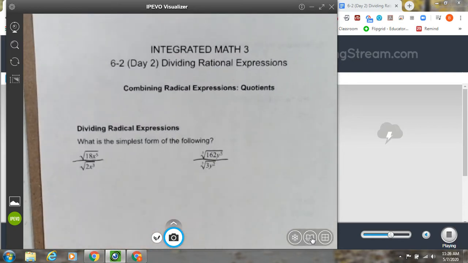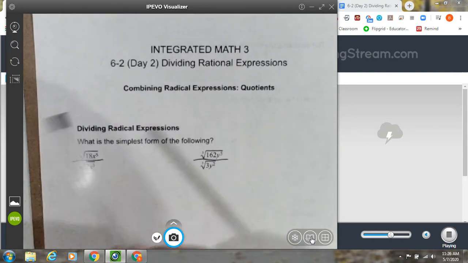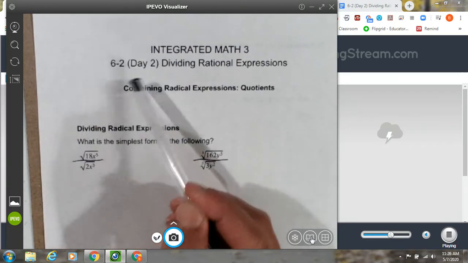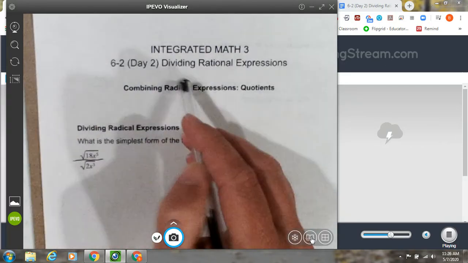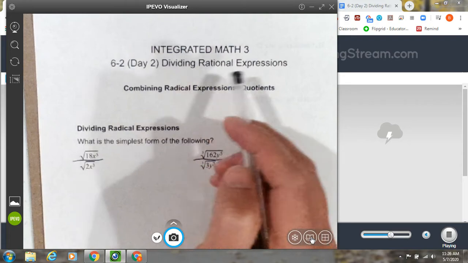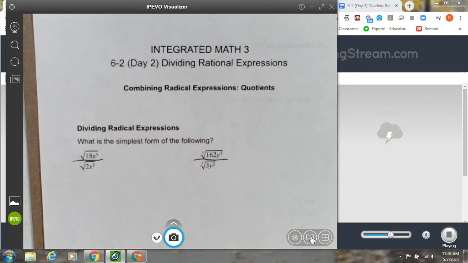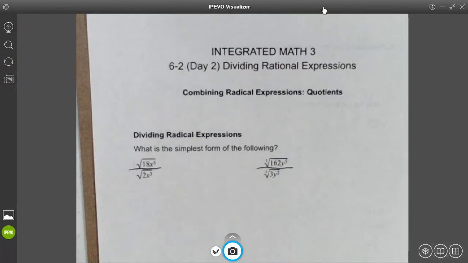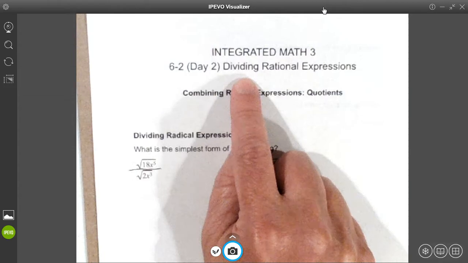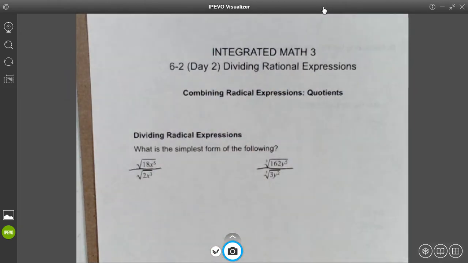Hey guys, welcome back. We are looking at 6-2, day 2. 6-2, day 1 was multiplying rational expressions, looking at what happens when we multiply things with square roots and cube roots. Today we're going to look at dividing rational expressions. All right, so let's get into it.